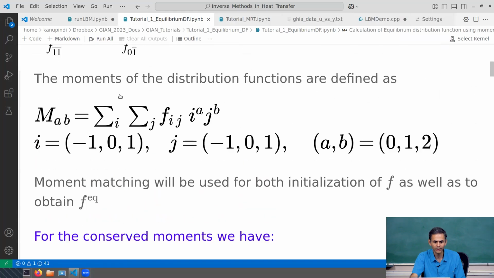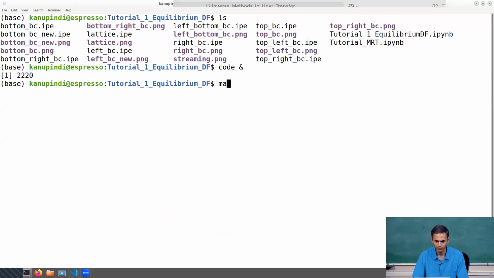Now we have to work with this particular equation in terms of expressing the moments in terms of the distribution functions. For that I will launch Mathematica.